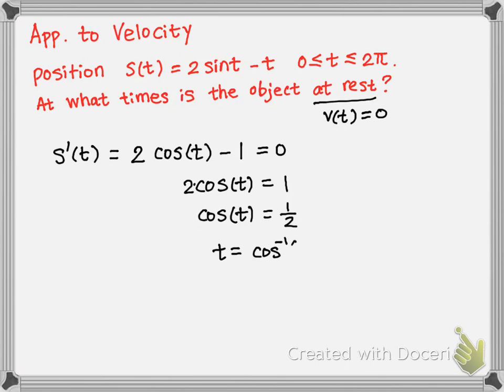cosine inverse of 1/2. So what is cosine inverse of 1/2? So what angle, when you take the cosine of that angle, you get 1/2? So t will equal 60 degrees or pi over 3. Your calculator should be able to give you that answer. But is that all the solutions in the interval 0 to 2 pi?